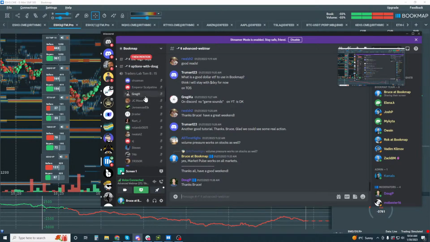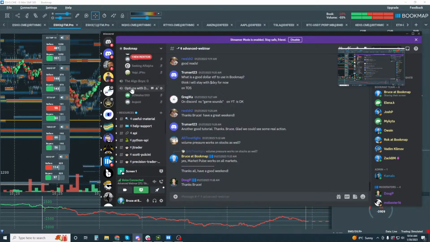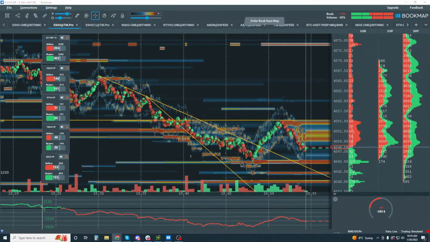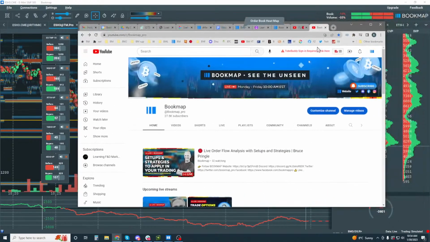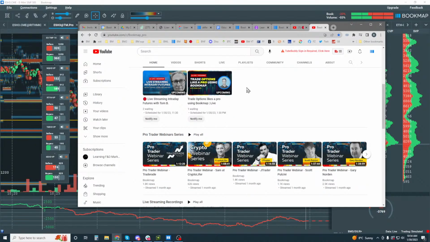So for example, you will come back in here and come to the Traders Lab with Tom B, who's a volume profile trader. After that you have options with Doug. Doug is right here in the voice channel in our Discord. They're both on YouTube as well. You can see it here in the lineup. Here's Tom and here's Doug, and the Algo Boys are after that. However, they're not here on YouTube.